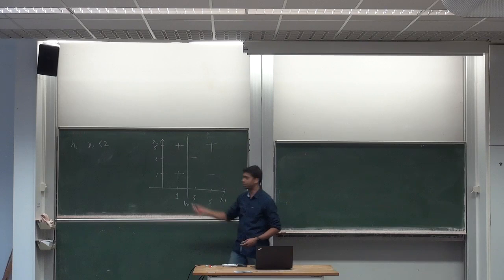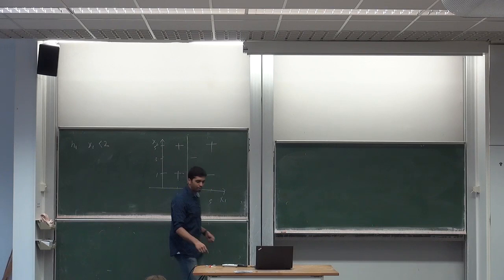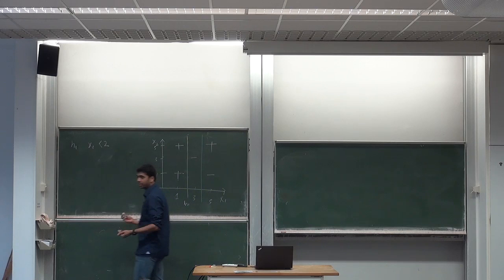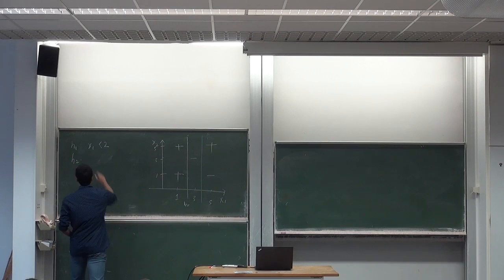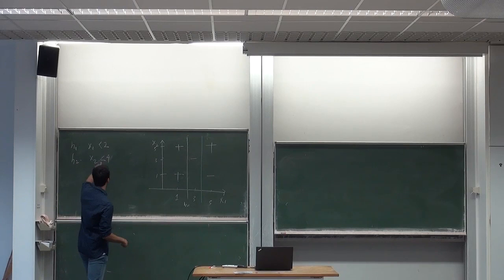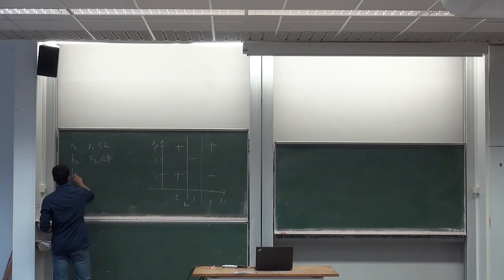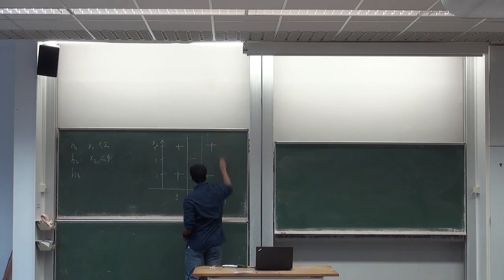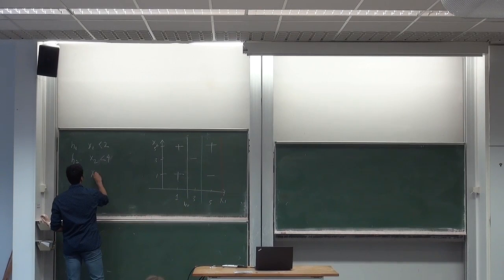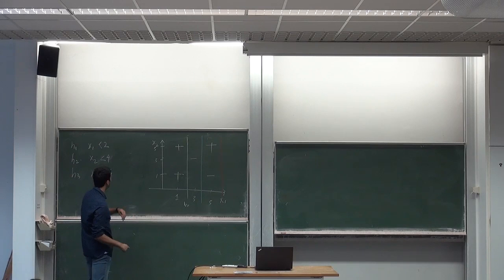Similarly, we could come up with another weak classifier, H2, which is a decision stump, which says if X2 is less than 4, everything on the left is a positive example and everything on the right is a negative one. Similarly, we can come up with a third one, which says that everything to the left of, say, 5 is a positive example and everything to the right is a negative example.